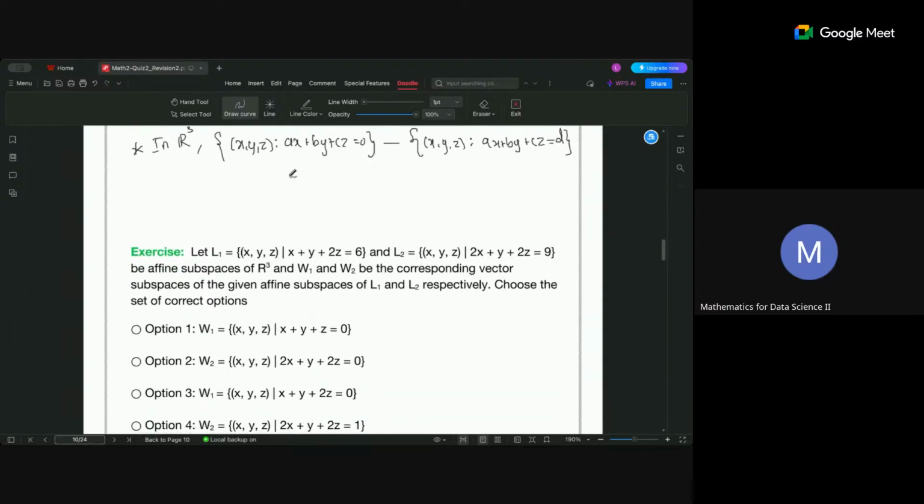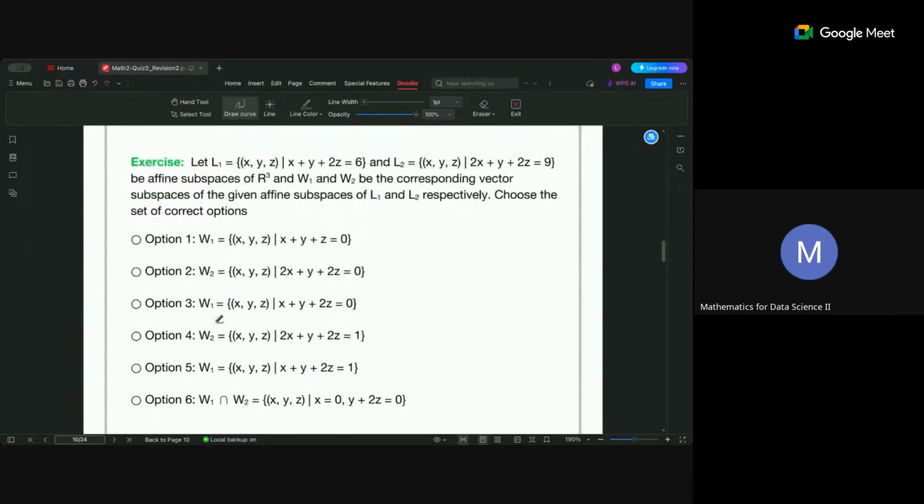Now with this understanding, can you answer this question? L1 is this set and L2 is this set. These are affine spaces of R3. What are the corresponding subspaces for these affine spaces? Option 2 can be correct: 2x plus y plus 2z is exactly like this, and this is 0. So this is correct. But here you see x plus y plus z instead of 2z, so 2 is missing. So this is not correct. So option 1 is incorrect.